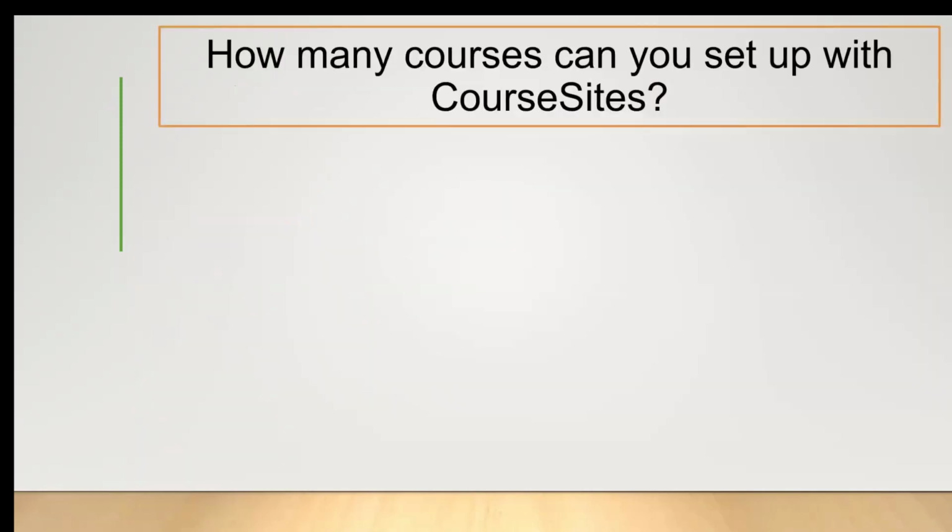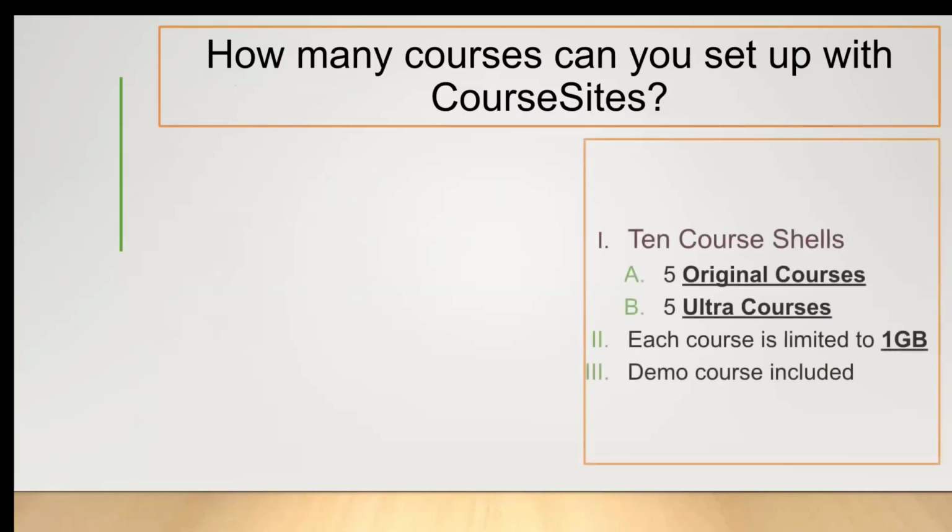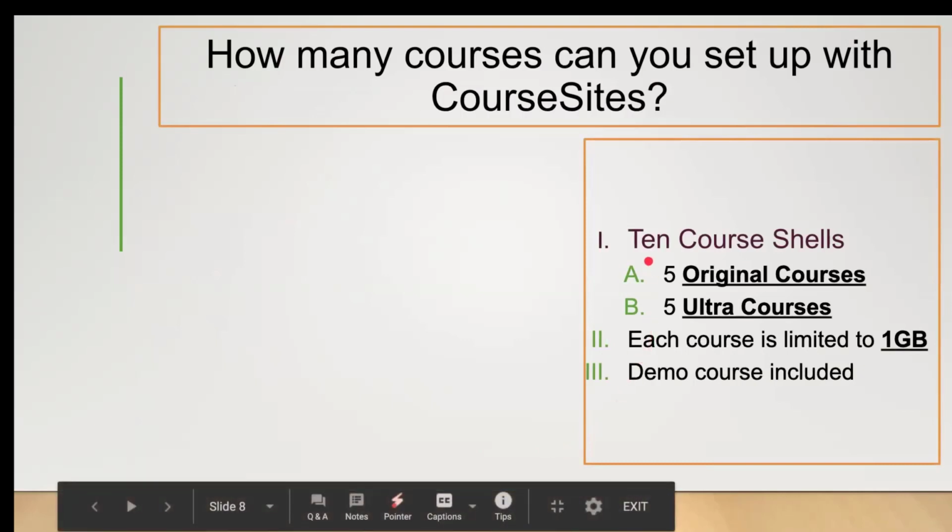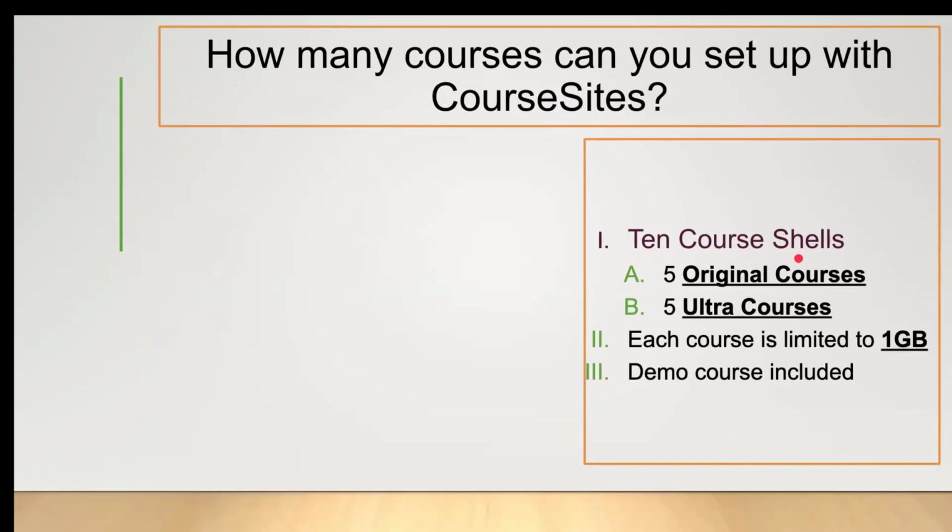Now, when you create the account with CourseSites, how many courses can you set up? CourseSites will give you 10 courses, or let me clarify that, 10 course shells, meaning that they are empty, like the class or the course that I was just sharing with you. Those 10 courses will be divided into 5 original courses and 5 ultra courses. Today, I'm going to be talking about the 5 ultra courses. Each course is limited to 1 gigabyte. So you get 10 gigabytes in your account.